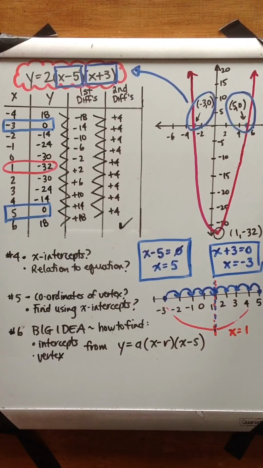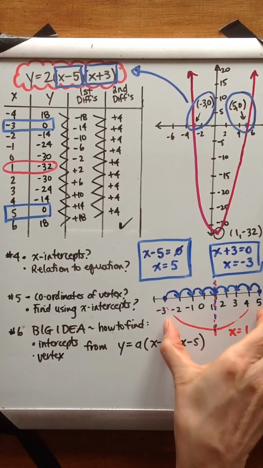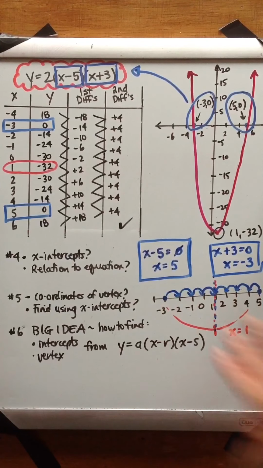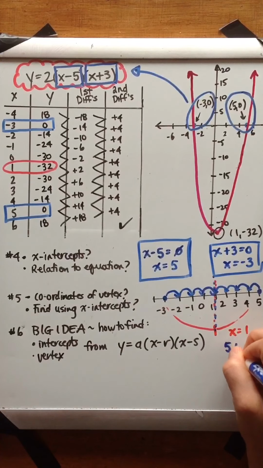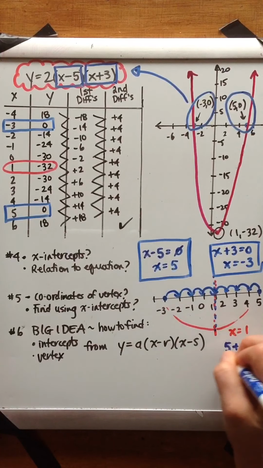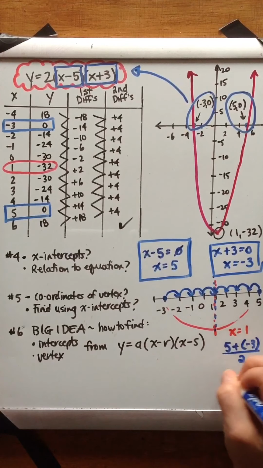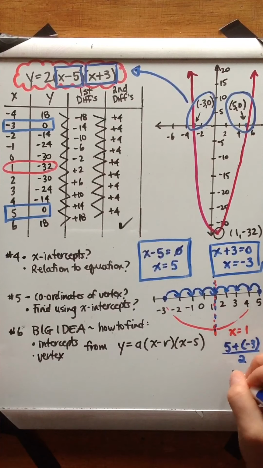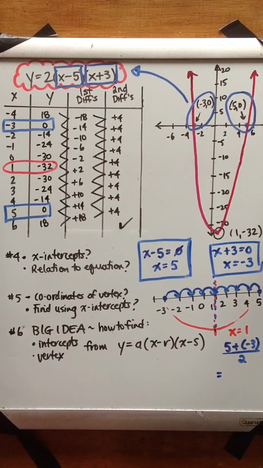Okay? If these x-intercepts are not integer values where leapfrogging or skipping in is easy to find the middle, you could just find the average of them too. You could say that 5, add them together, 5 plus negative 3, and divide by 2 would be the middle or the average between them. 5 plus negative 3 is the same as 5 minus 3, which is 2, and 2 divided by 2 is 1. So we can find the average as well.